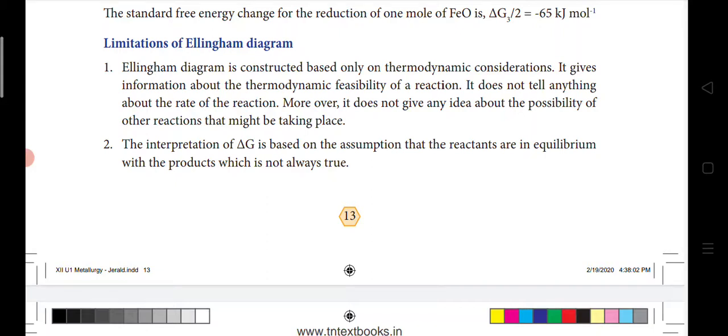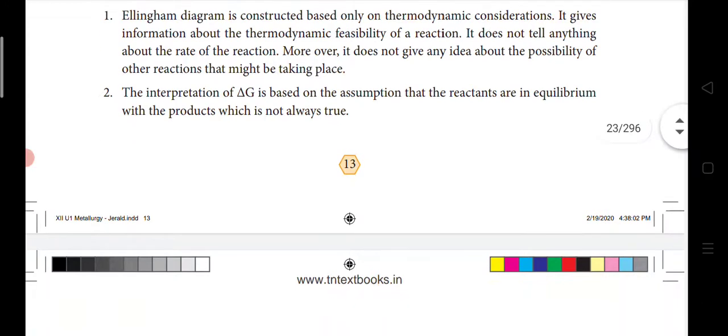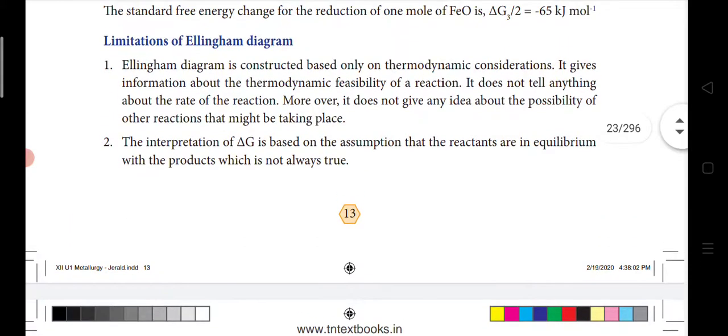Moreover, it does not give any idea about the possibility of other reactions that might be taking place. We only know that it will happen this way. If you ask whether there are other possibilities for this reaction, it cannot predict that.